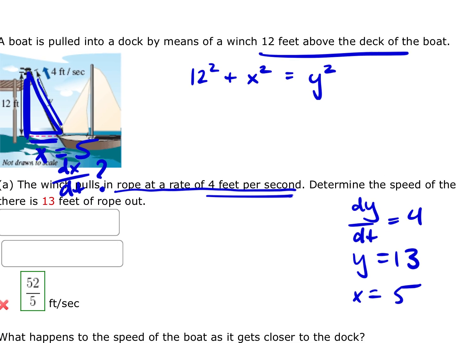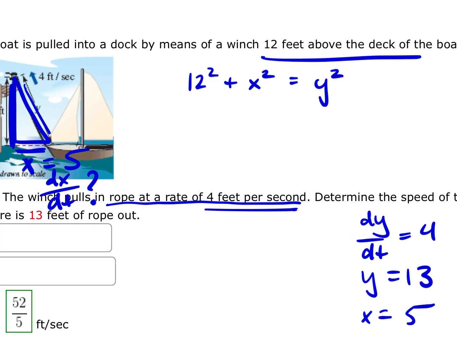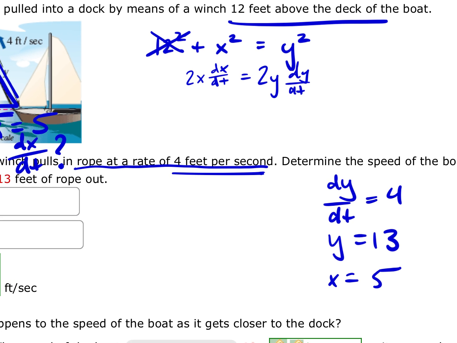So let's take our derivative and then plug everything in. What's the derivative of 12 squared? 0. Perfect. You can leave it as 12 squared or 144. It doesn't matter because your derivative is 0. What's the derivative of x squared? 2x dx over dt is equal to, what's the derivative of y squared? 2y dy over dt. Perfect. Let's plug in everything we have.